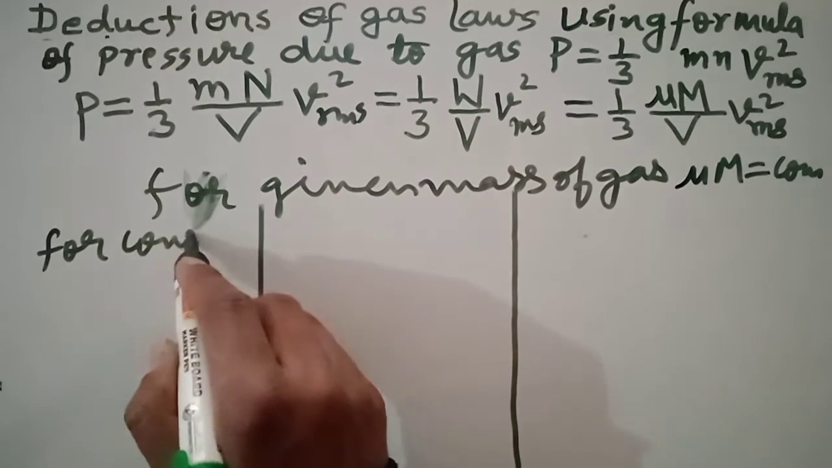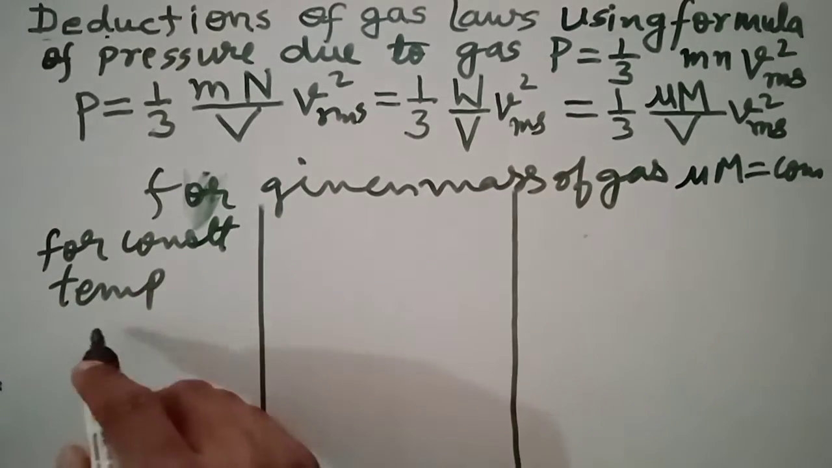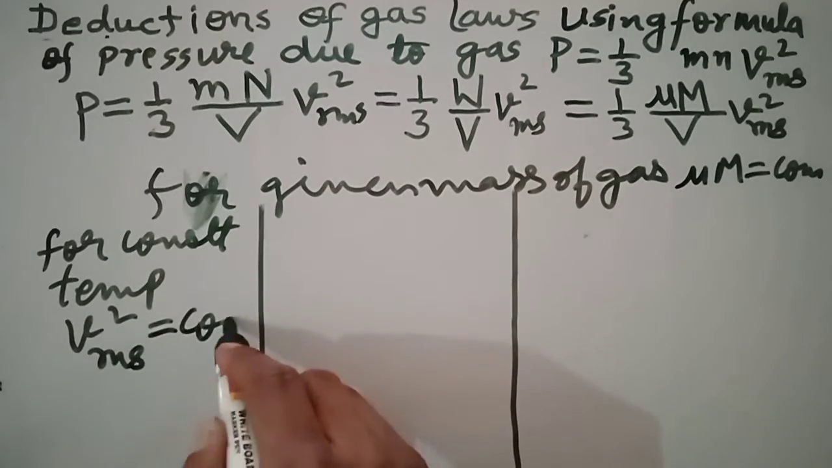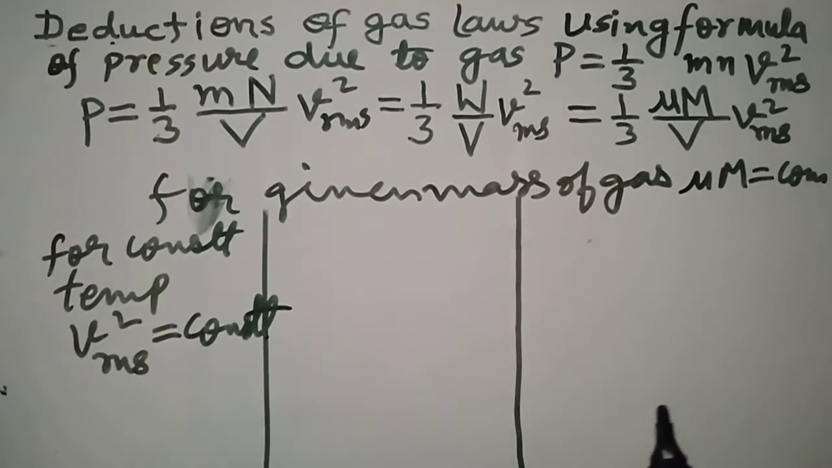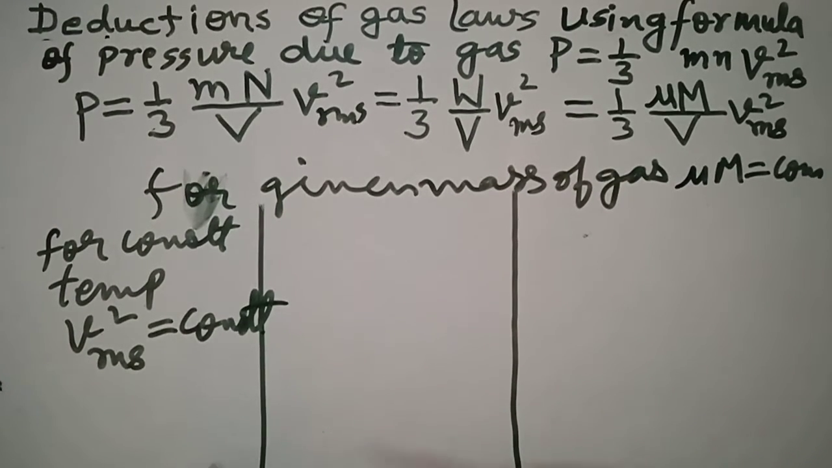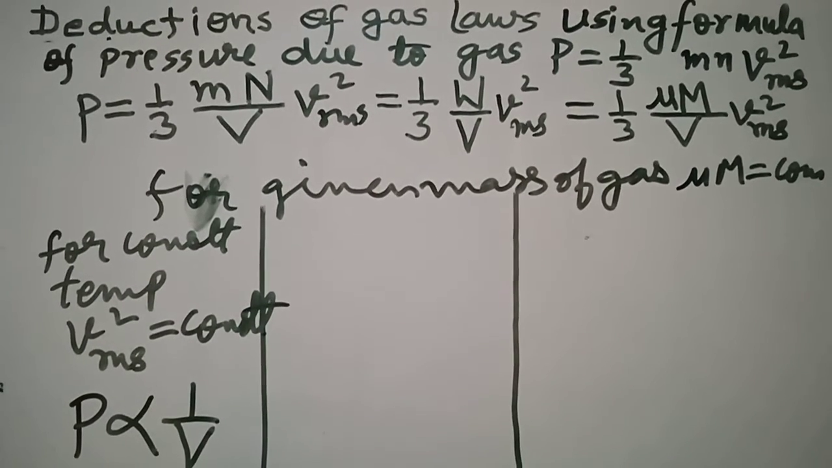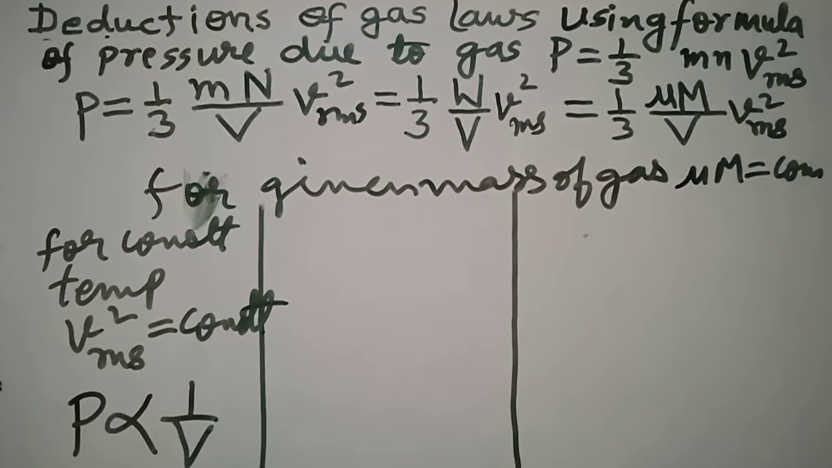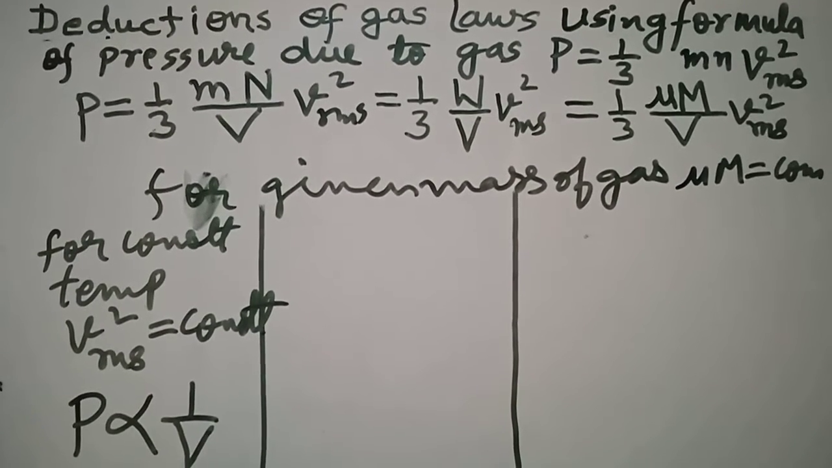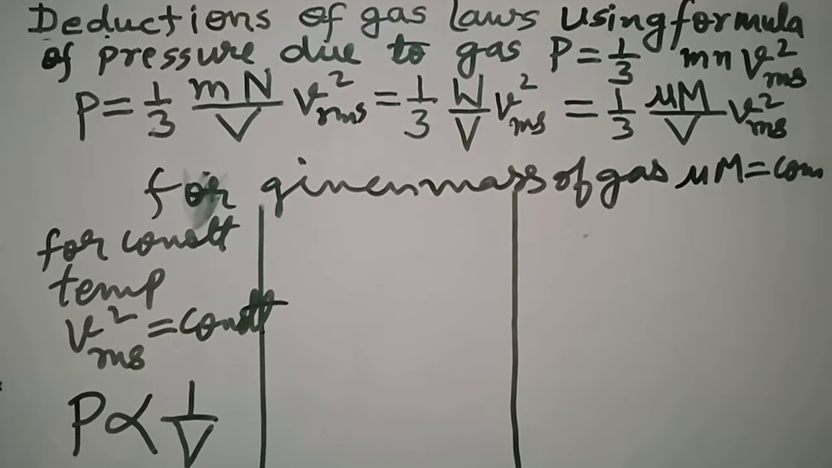Okay, now case 1. For constant temperature, this Vrms square is also constant. Actually, this is the velocity acquired by thermal energy and it has direct relation with temperature. Later on we will decode this also, but right now this entire term is constant, so we can write P is inversely proportional to V, which is Boyle's law. In Boyle's law, we say that if temperature remains constant, then for a given mass of a gas, pressure is inversely proportional to volume. So from here, we can explain that.